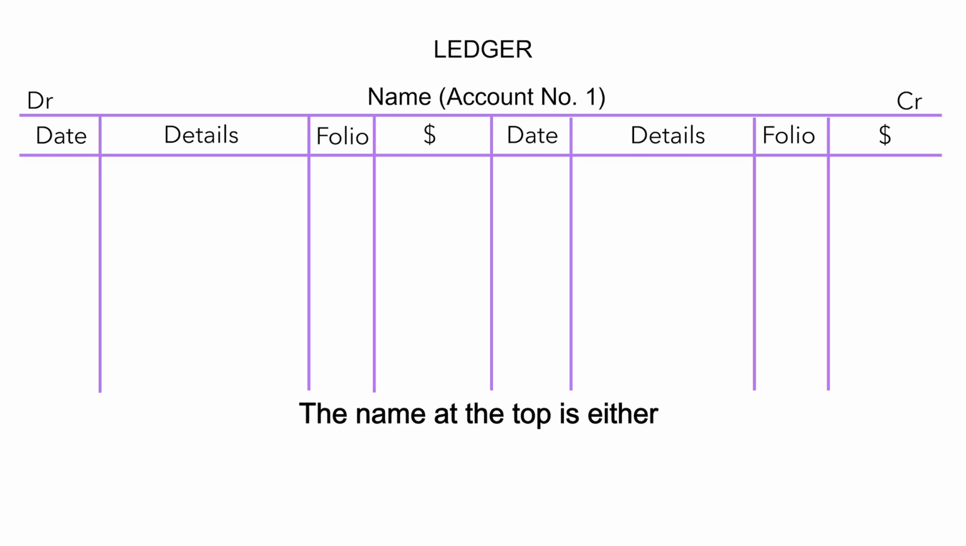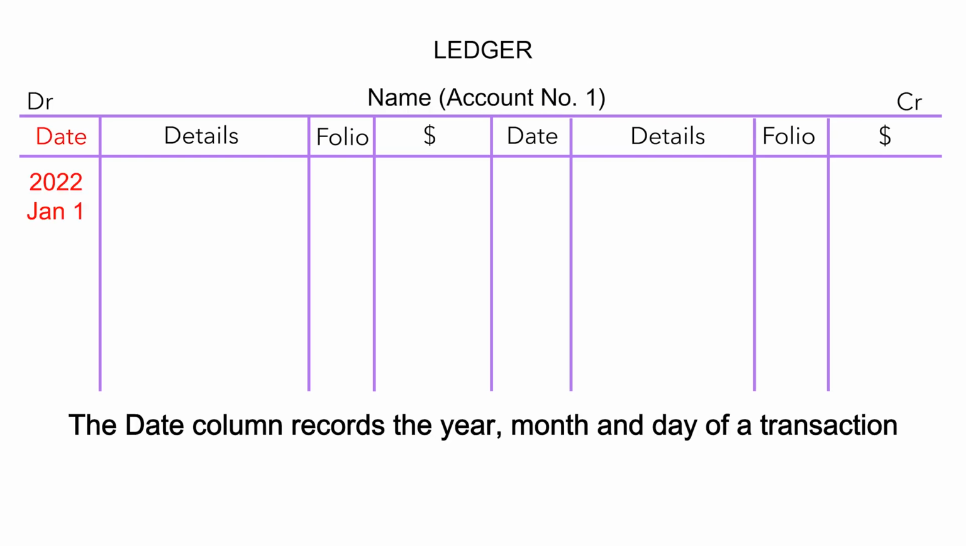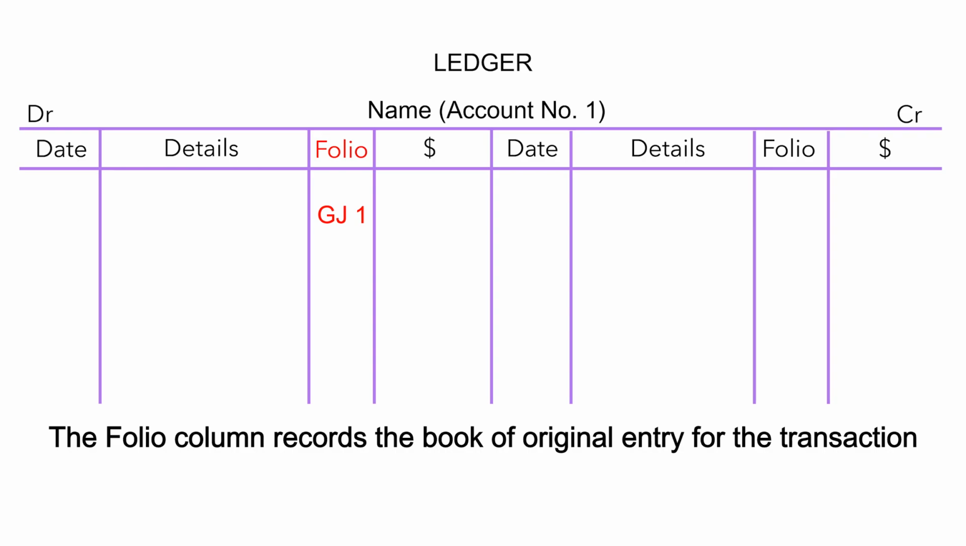The name at the top is either asset, liability, income, capital, expense. The date column records the year, month, and day of a transaction. The details column records information to complete the double entry. The folio column records the book of original entry for the transaction.